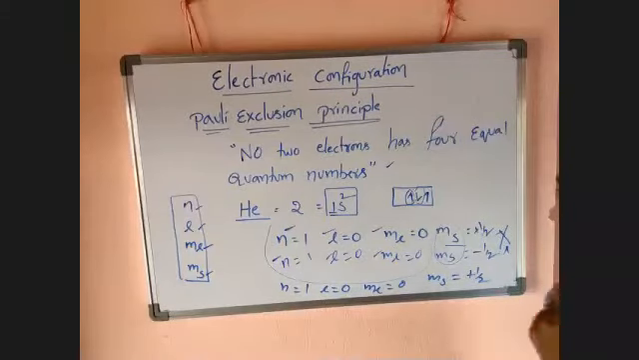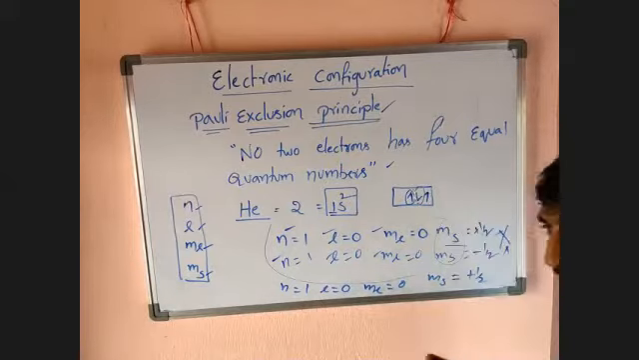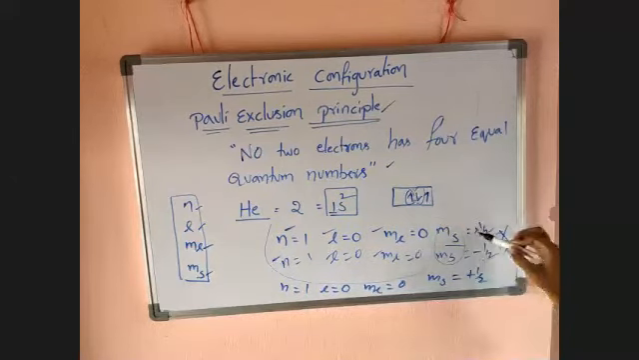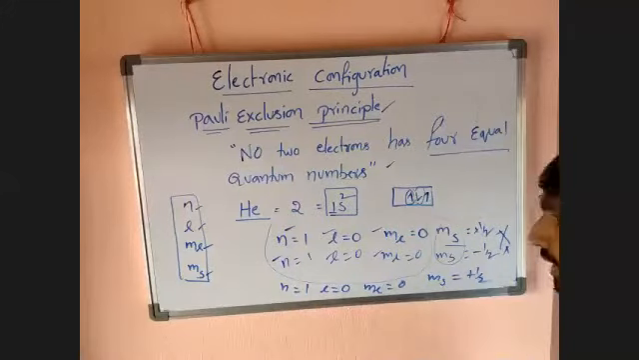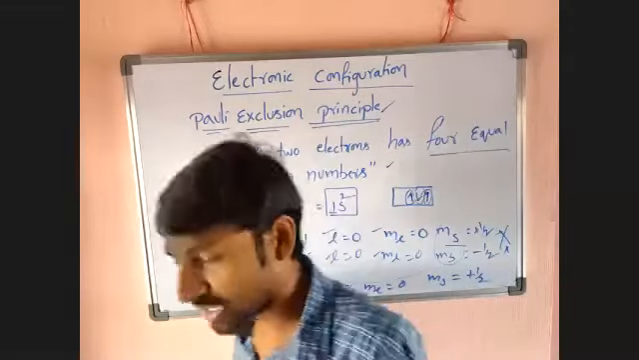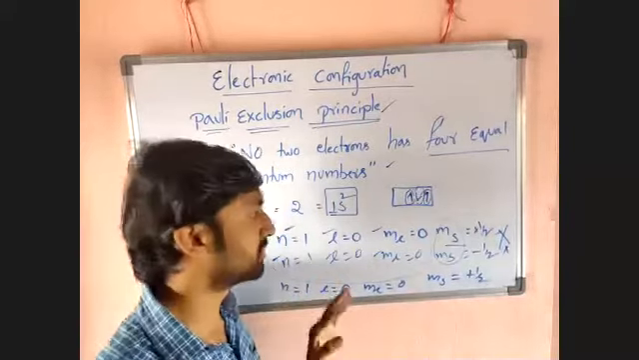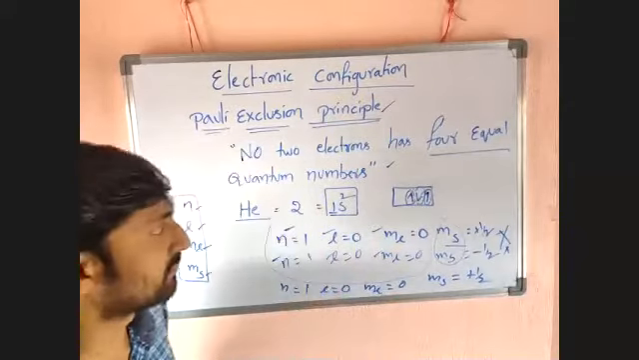So each single orbital can accommodate two electrons only, based on what rule? Pauli's exclusion rule. Because if there is a third electron in the orbital, the third electron and the first electron would have four equal quantum numbers. That is not possible. That's why there is no third electron in a single orbital. Each and every orbital can accommodate only two electrons. The combination capacity of one orbital is two. Okay, that's enough, guys. It is simple.